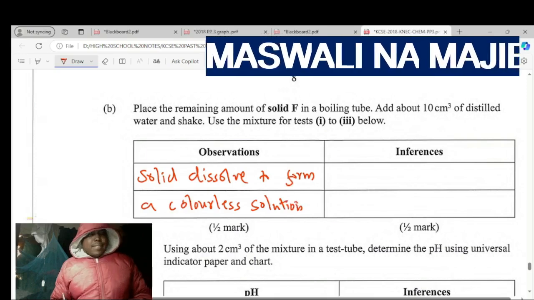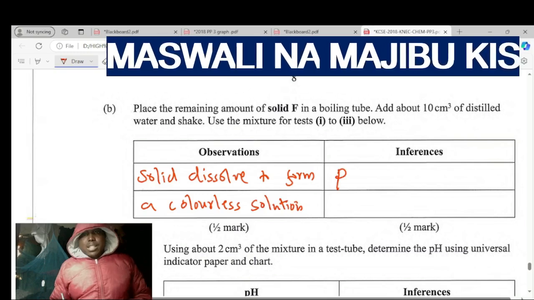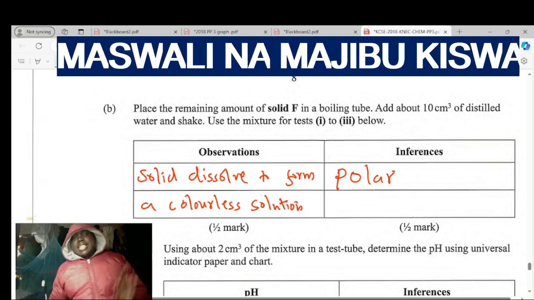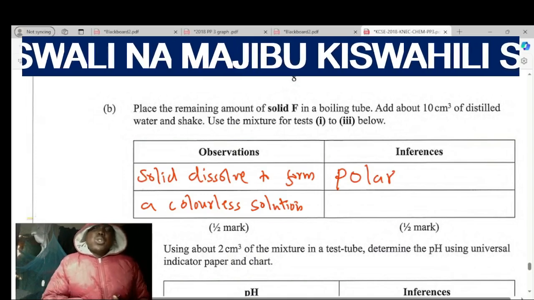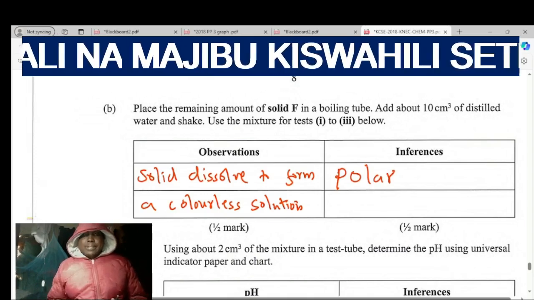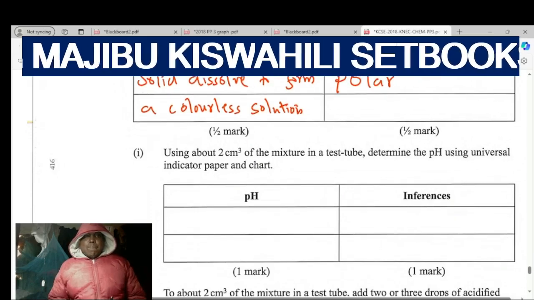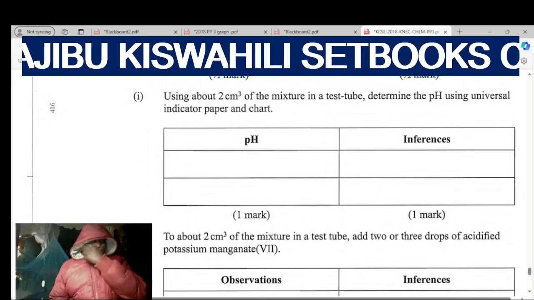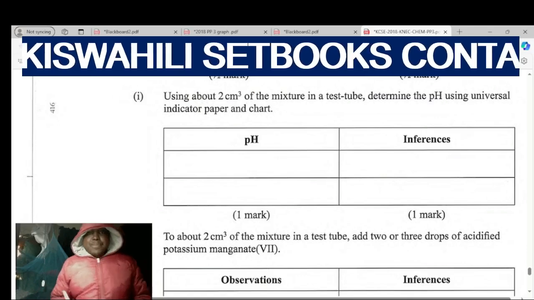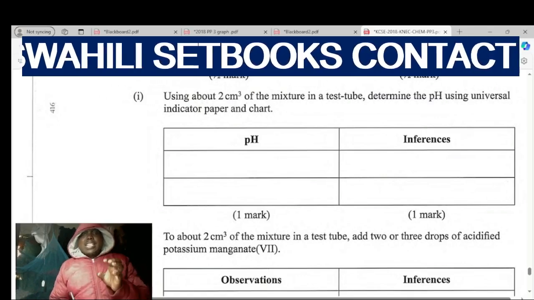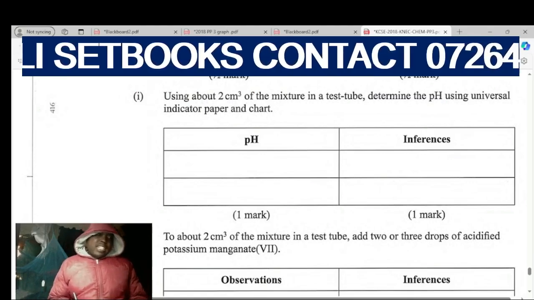If that is the case, then it means that the compound solid F is polar. Polar means soluble in water. So if it will not dissolve, then it is non-polar. Using a 2 decimal add test, determine the pH using a universal indicator paper and the chart. So you will take the solution, add the universal indicator, check the color against the pH scale, and then look at the pH.